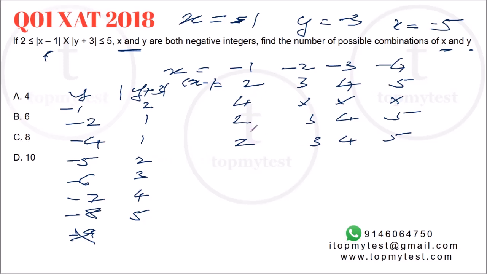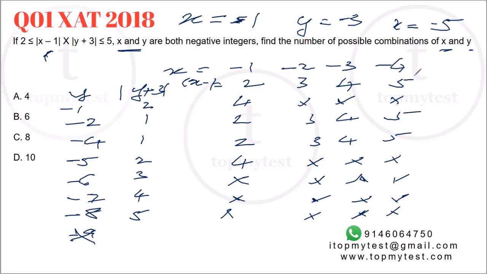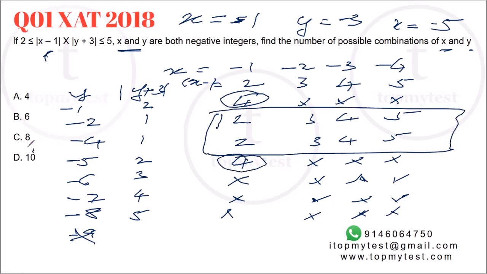With this 2, only 2 into 2 will satisfy, right? That's 4. None of the other values will satisfy. With 3, 4, and 5, 3 into 2 will be 6, 3 into 3 will be 9, 3 into 4 will be 12, 3 into 5 will be 15. None of them will be satisfied. Same with 4, same with 5. Right? So these are the values, possible values are 1 plus 8, 9, 9 plus 1, 10. 10 possible combinations are there. Right? None of the other values will satisfy.